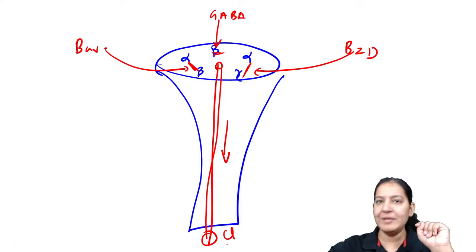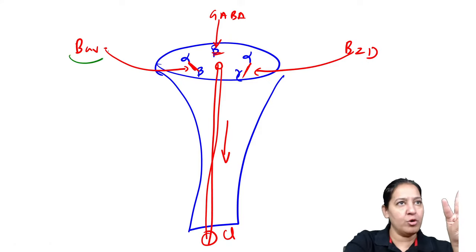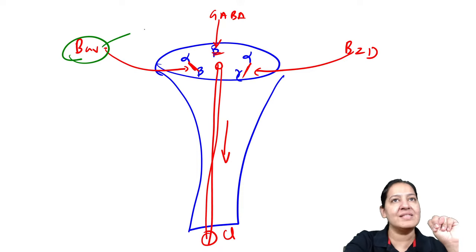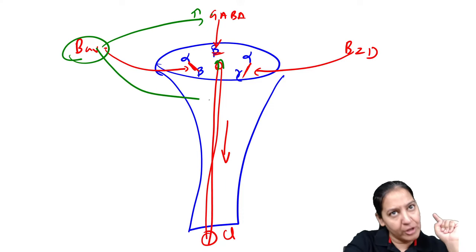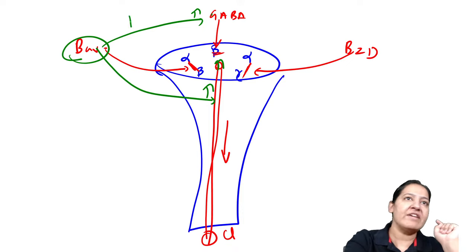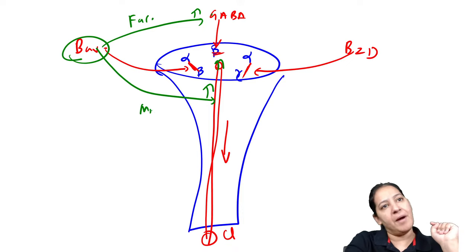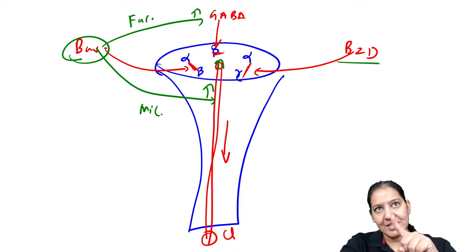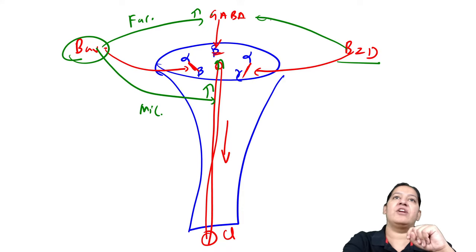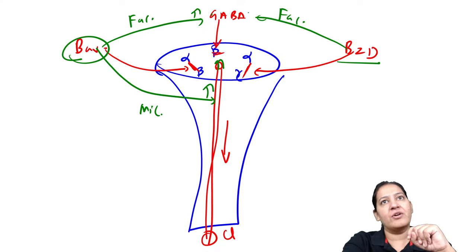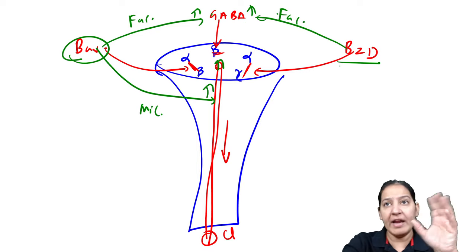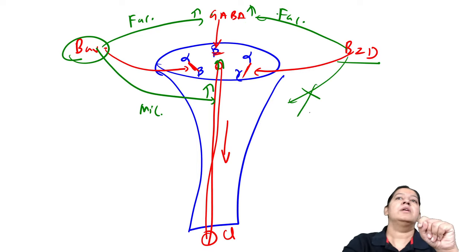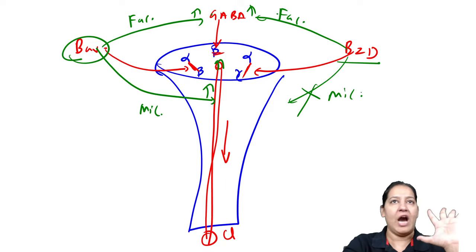Now, barbiturate. Listen, barbiturate will do two things. Number one, it will increase the affinity of natural GABA, increasing the opening of the chloride channel, and itself also it will open the chloride channel. So it has GABA facilitatory as well as GABA mimetic action. But benzodiazepine has only GABA facilitatory action. That is, it increases the affinity of natural GABA for opening the chloride channel only. It will not open the chloride channel itself, so it has no GABA mimetic action. I hope you got it.